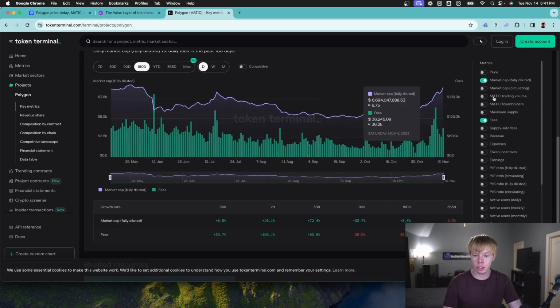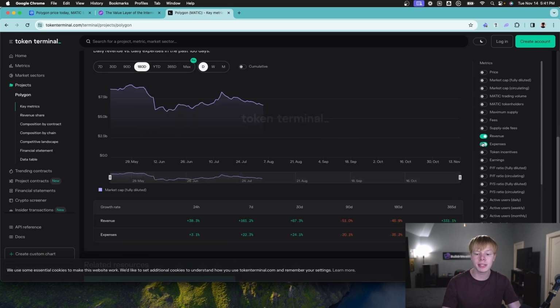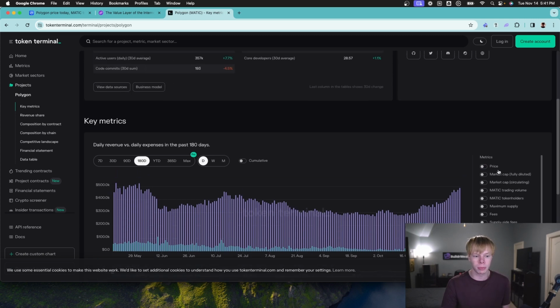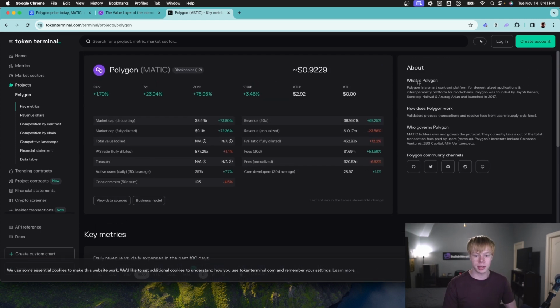And you can also look at different charts like the market cap of Matic, the fees that they're making, the revenue, their expenses, and their earnings, and every single other aspect of Matic over on Token Terminal. And this is more on the technical side of things. Additionally, you're going to see some more information about what Polygon actually is.